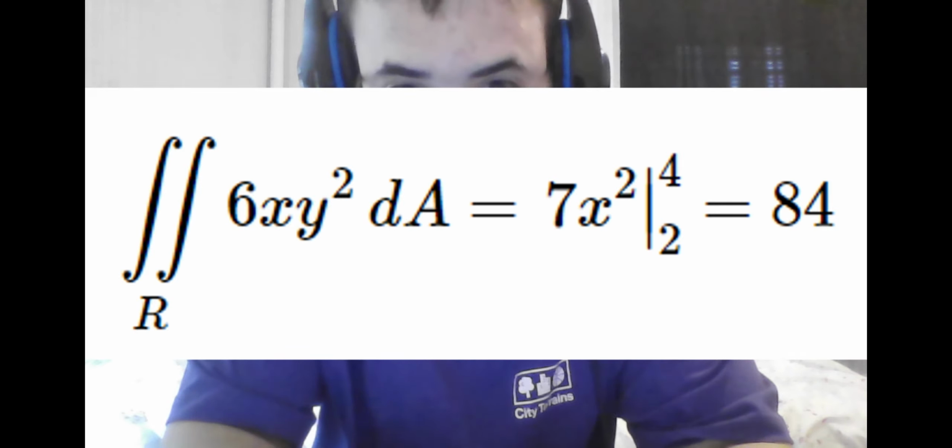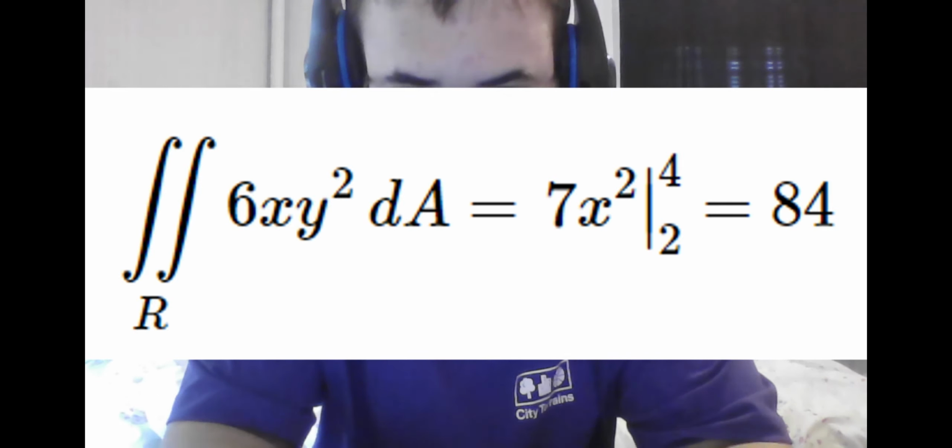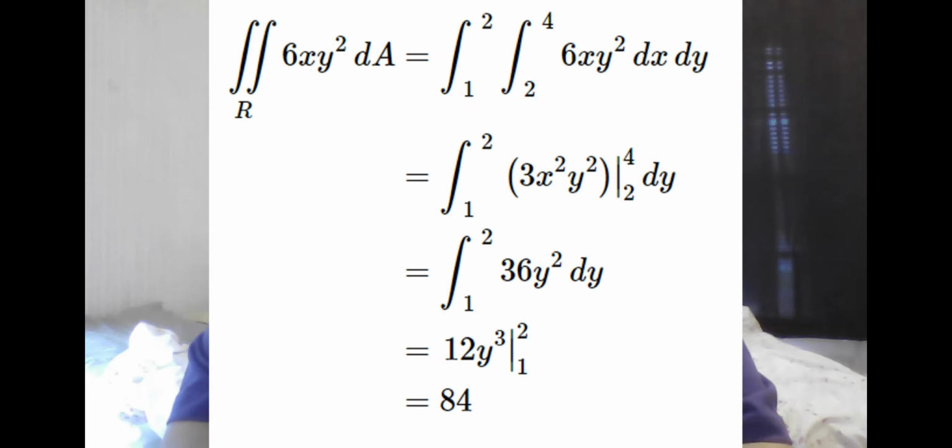If we switch the order we do the integrals in, we should get 84 as well, because we are having the same region and the same function integrated over the same region. We confirm this is accurate using the same thought process as the first time around, and we get 84 again.